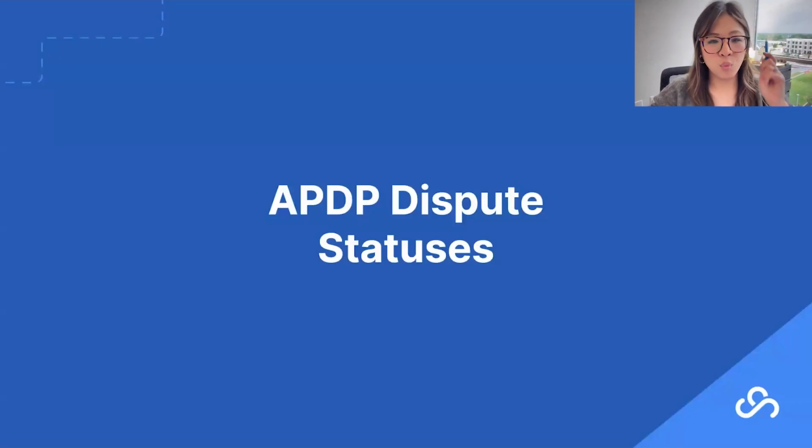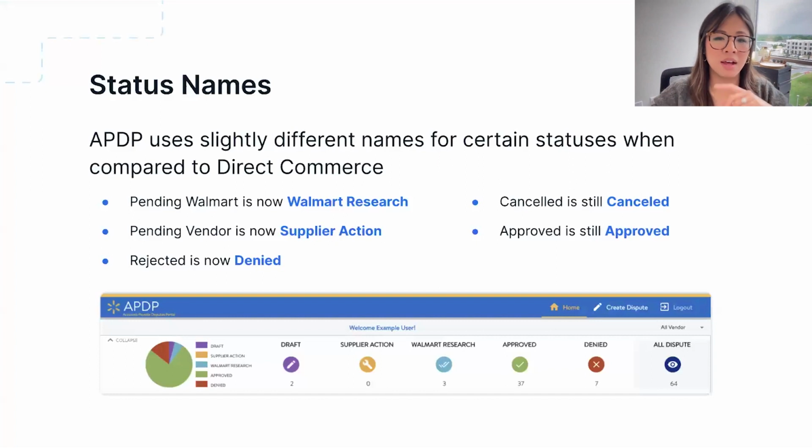Okay, so I wanted to move on to talk about the APDP dispute statuses. I wanted to call this out because, if you were using Direct Commerce in the past, they have different names for some of the statuses now. Pending Walmart is now called Walmart Research in APDP. Pending vendor is now called supplier action. Rejected is now called denied, cancel is still canceled, and approved is still approved.